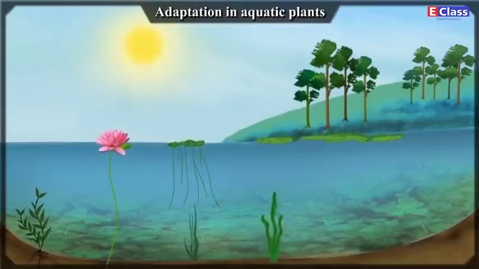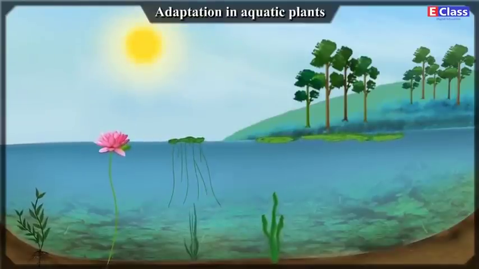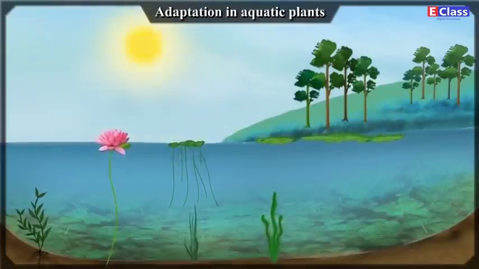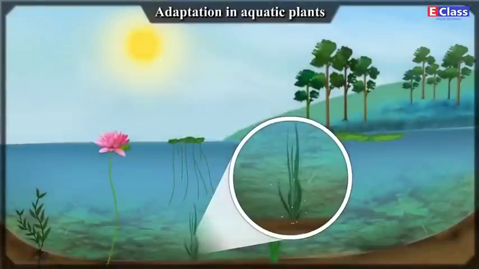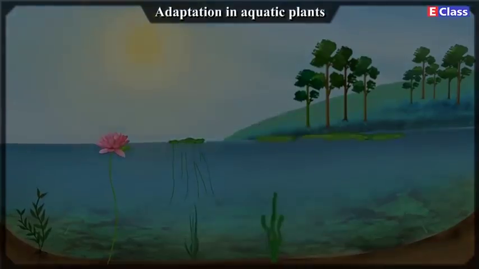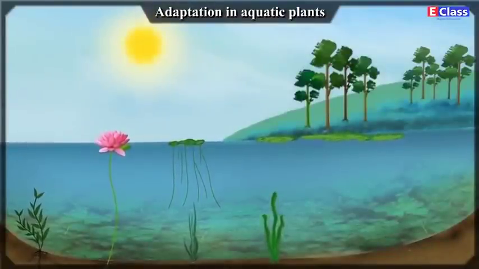Their roots are not anchored in the soil. The surfaces of leaves and stems of many aquatic plants are covered with a waxy layer. Leaves of some aquatic plants are thin and slender, like a ribbon. This shape helps them to withstand fast currents of water. Air spaces in stems and petioles of aquatic plants are useful for floating in water.